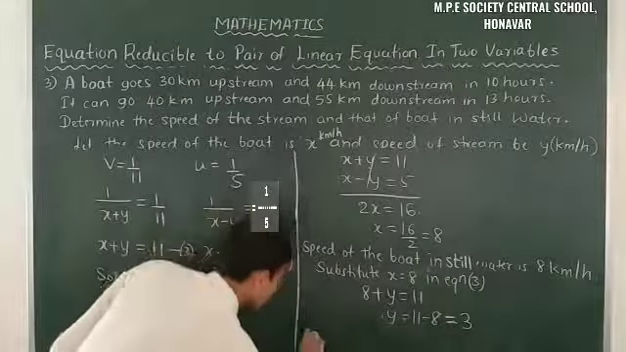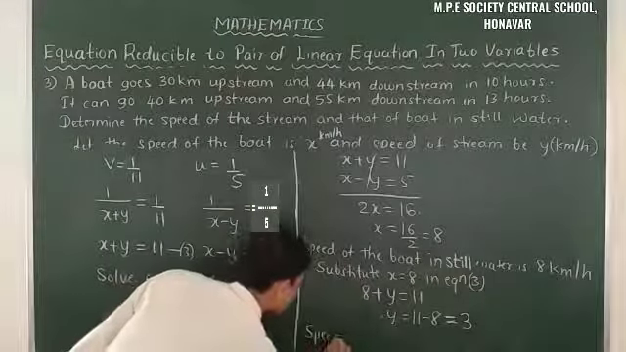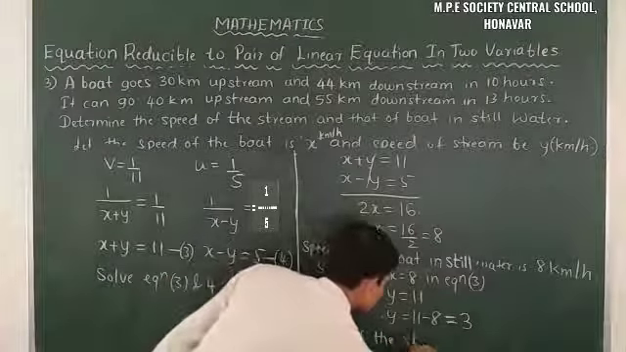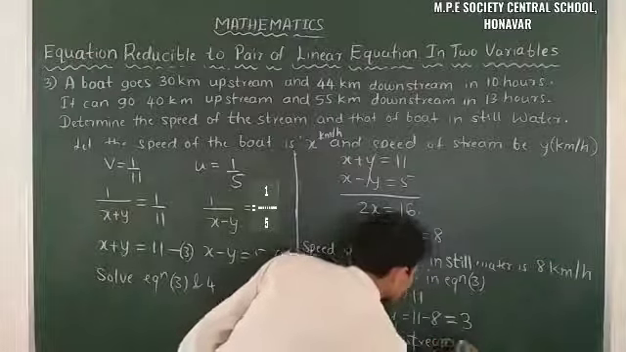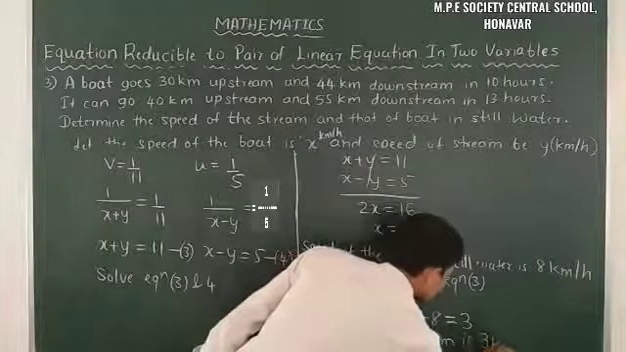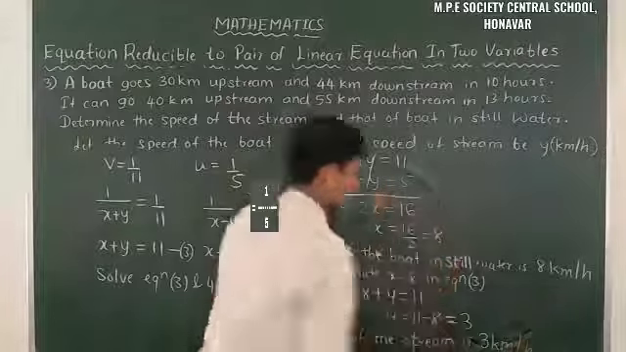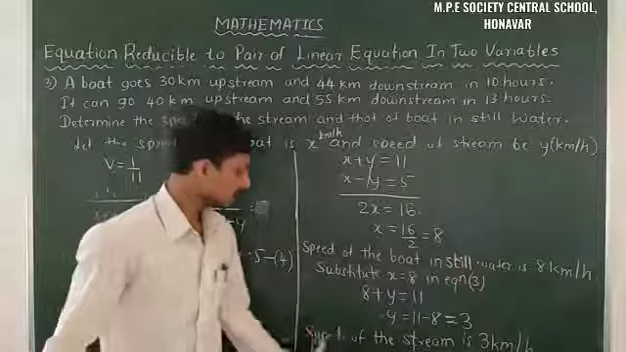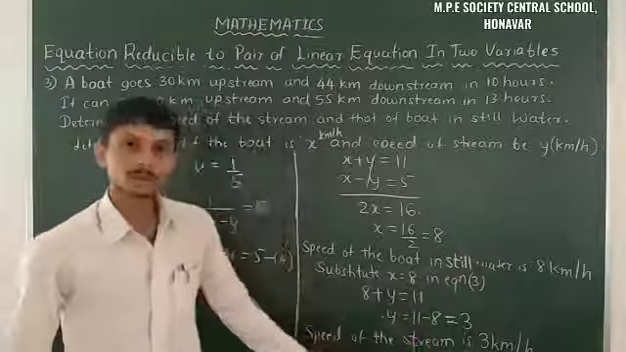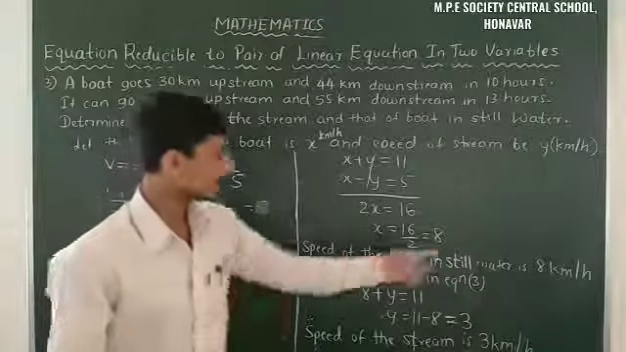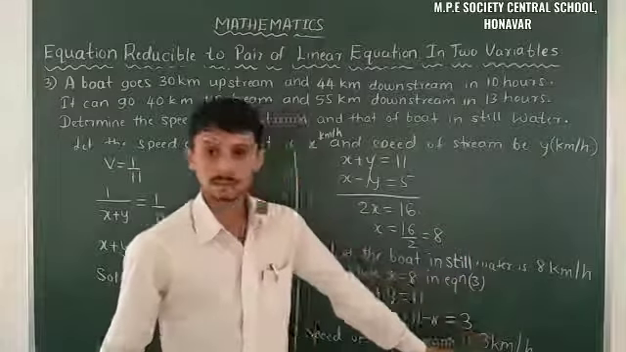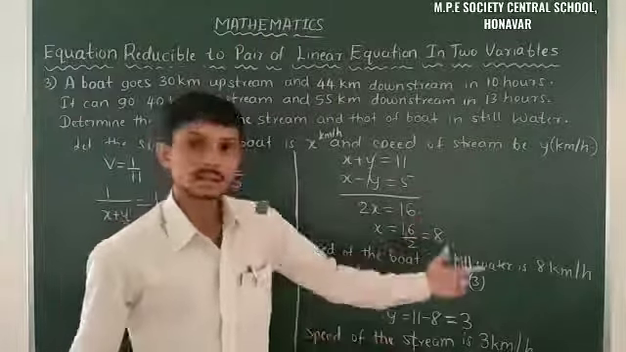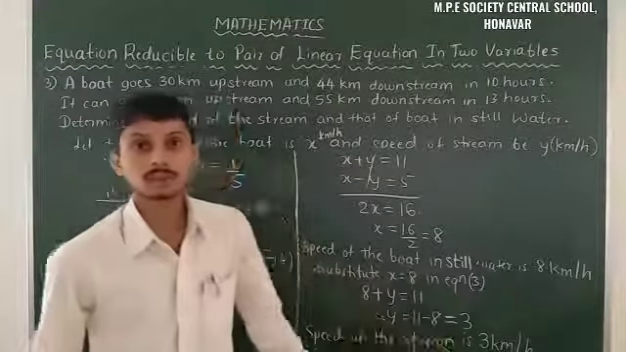That means the speed of the water, the speed of the stream. So here we can take stream. The speed of the stream is 3 km per hour. So we got the speed of the boat in still water is 8 km per hour and the speed of the stream is 3 km per hour. When we are taking the upstream, it becomes 8 minus 3, which is 5 km per hour. Then when we are taking the downstream, it becomes 8 plus 3 is equal to 11 km per hour.